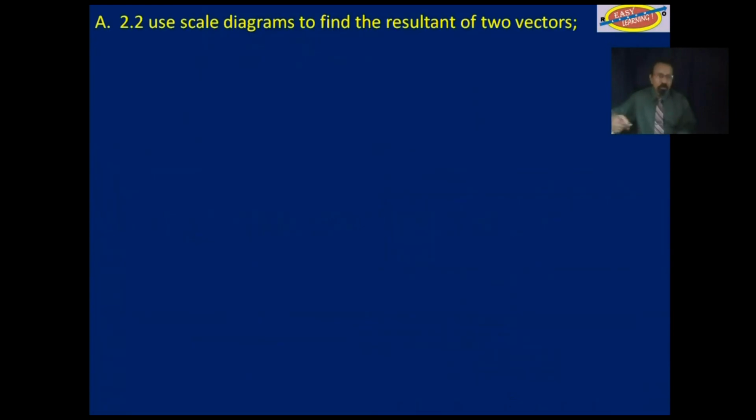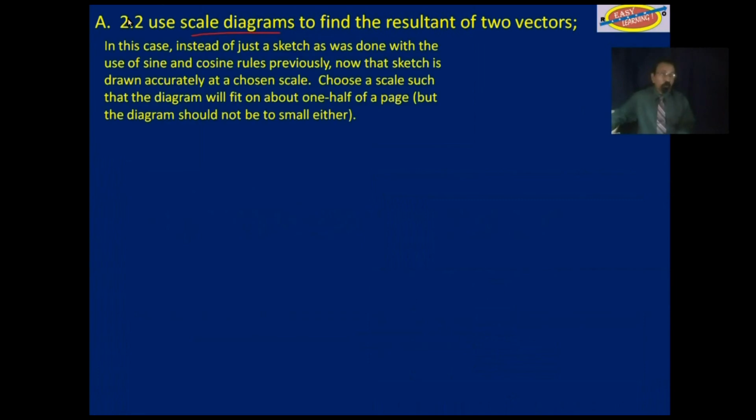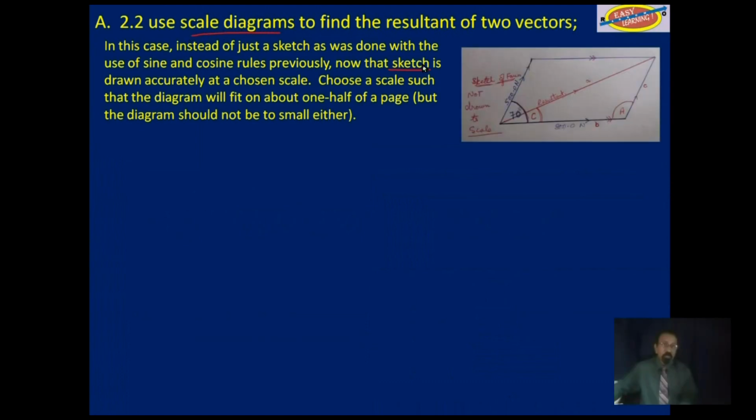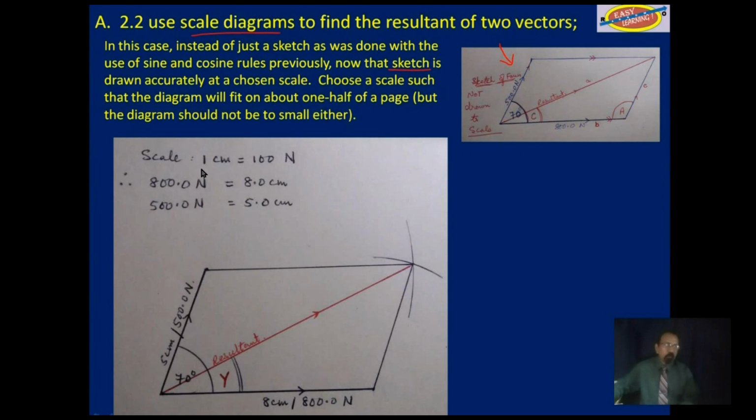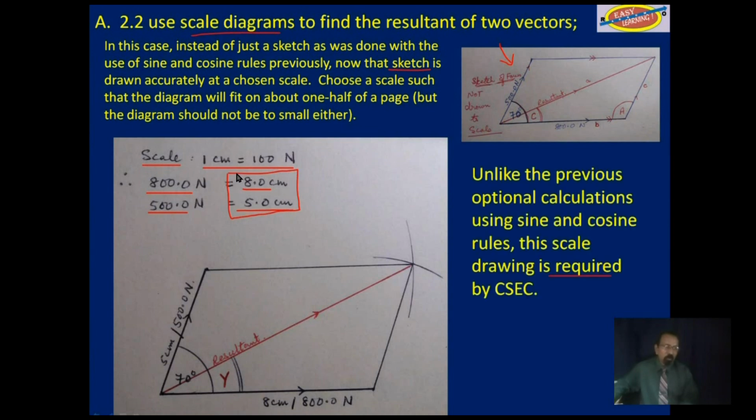Now we are going to do that same question, and this time we are going to do it by scale drawing. We still need a sketch. So we make a sketch like we had originally, but previously that is all we did, and then we went on with calculation. Now that we have the sketch, we are going to draw that sketch very, very accurately. We choose a scale. Let 1 centimeter equal 100 newtons. And so 800 newtons will be 8 centimeters, and 500 newtons will be 5 centimeters. And these measurements are reasonable to get on a page. And this is our scale drawing.